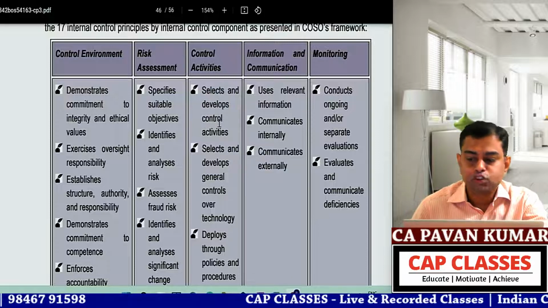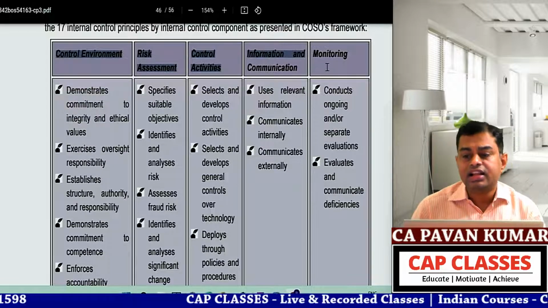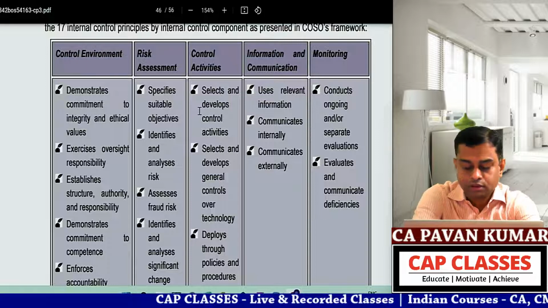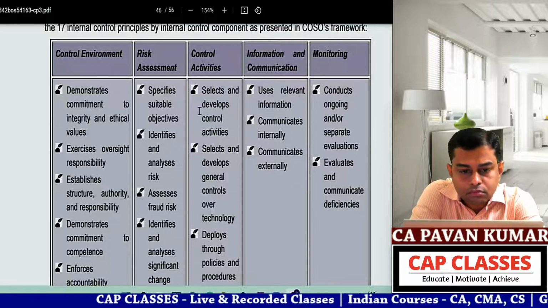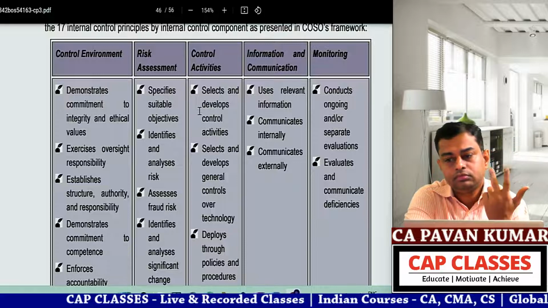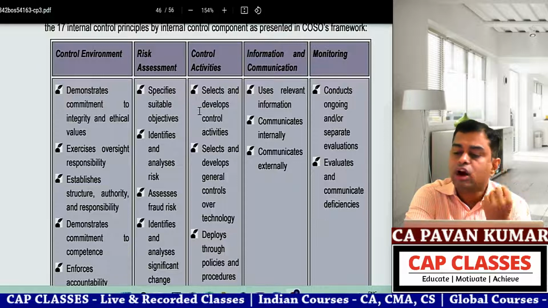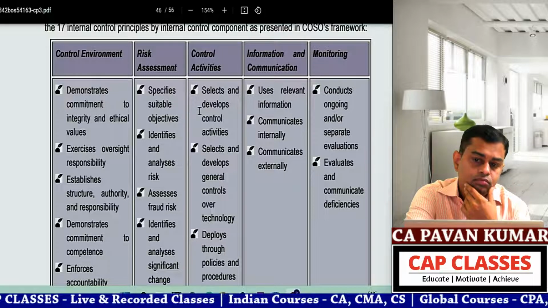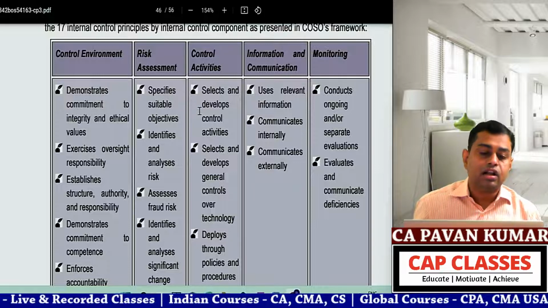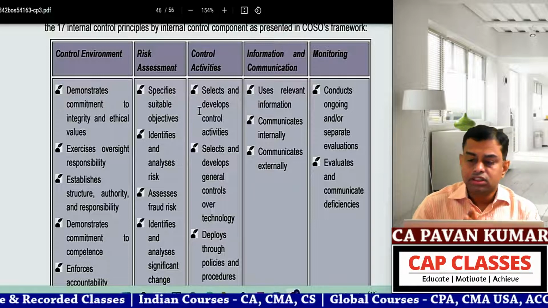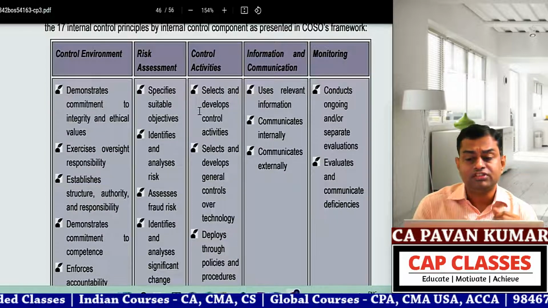Good, sir. Superb. So, Adarsh, how many boxes are there here? Columns? 5 columns. What are they? Can you read them? Control environment, risk assessment, control activities, information and communication, monitoring. What are these 5? These 5 are the 5 components of internal control. Correct? That is what you have even seen in 315 also, and in your CA intermediate also, you have seen the same.